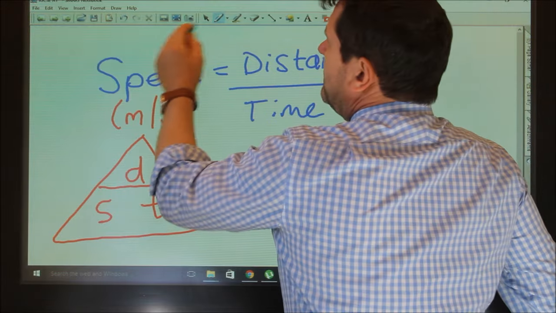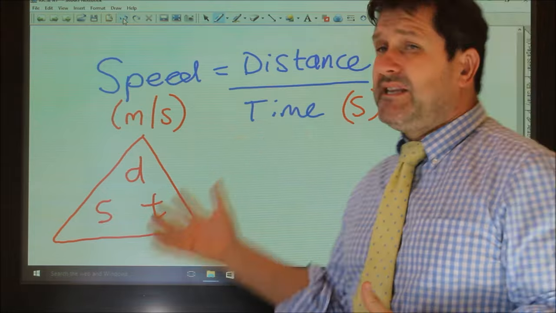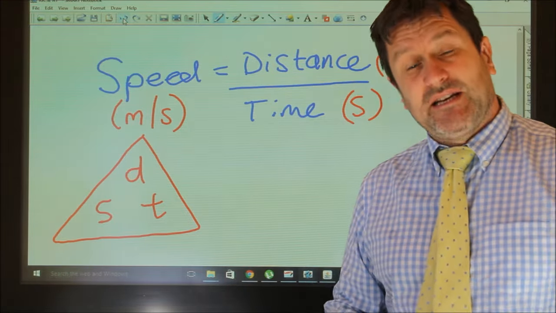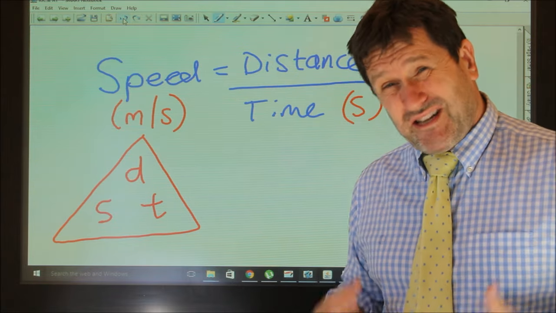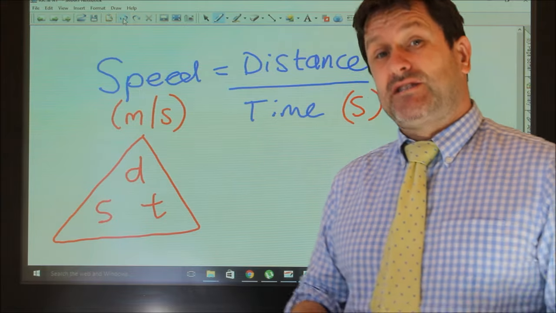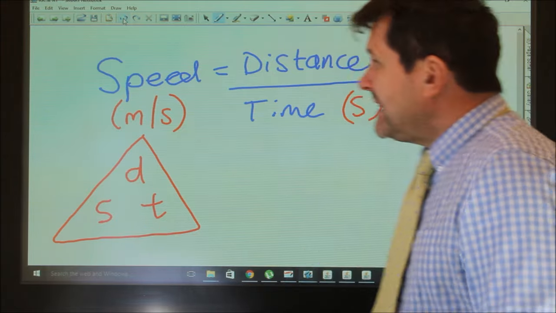Now, there's a difference between speed and velocity, because remember, velocity is a vector and it has magnitude and direction. That's really important. Okay, so that's the difference. Velocity has magnitude and direction, and so it's a vector, okay, as opposed to a scalar.